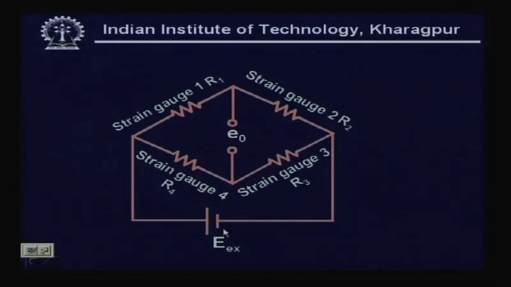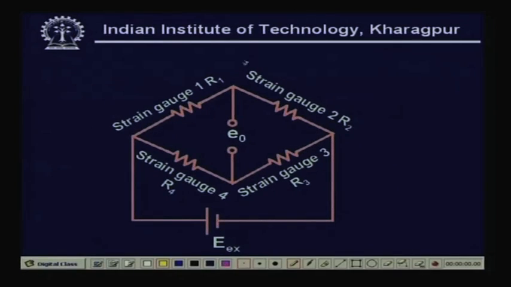This is our strain gauge circuit. You can see Ex here. Strain gauge R1, strain gauge 1, will be like this one. The same excitation voltage is given, and I am getting the output voltage E naught. Now, we have already seen that gauges 1 and 3 are at the top, so they will be subjected to the tensile load, whereas gauges 2 and 4 are on the bottom surface of the cantilever beam, so they are subjected to compressive load.